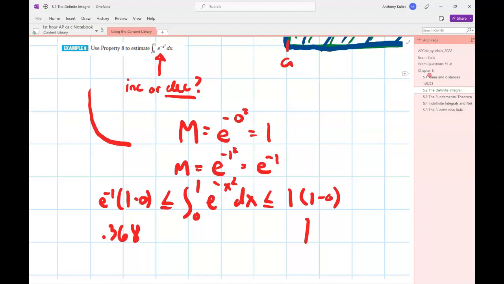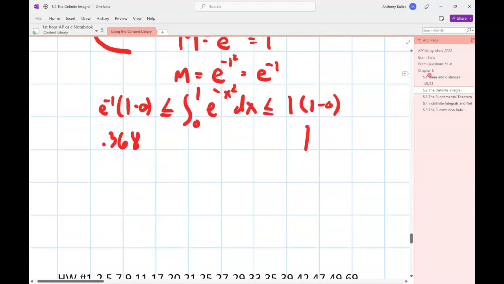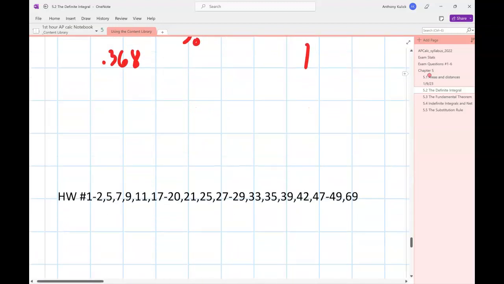Notice that the question didn't require me to find the value of the integral. It just wanted an estimate. Well, there's an estimate. Is that okay? So if I did a Riemann sum with, say, 10 rectangles or something, the value I should get should be between those two.